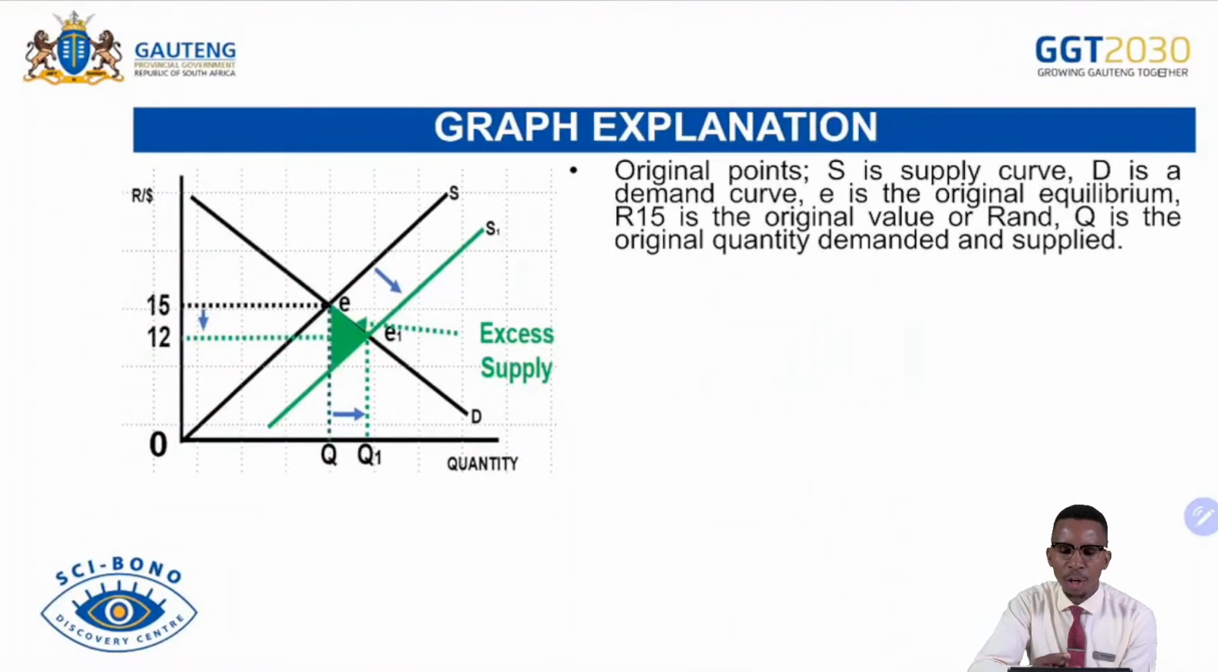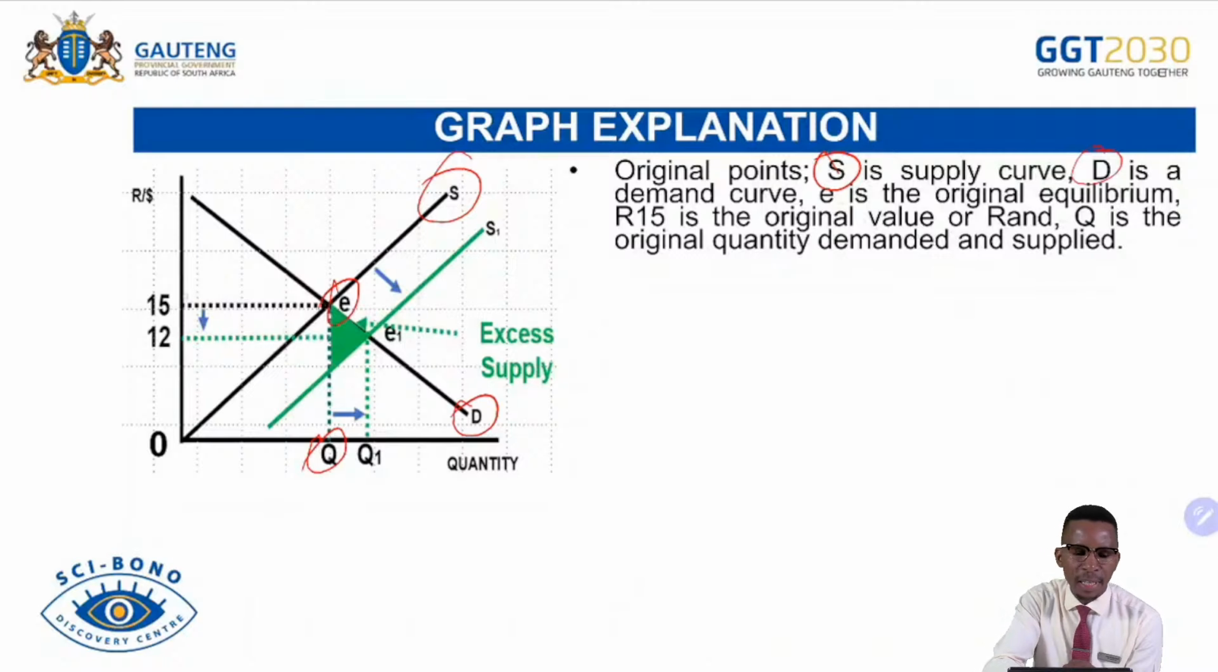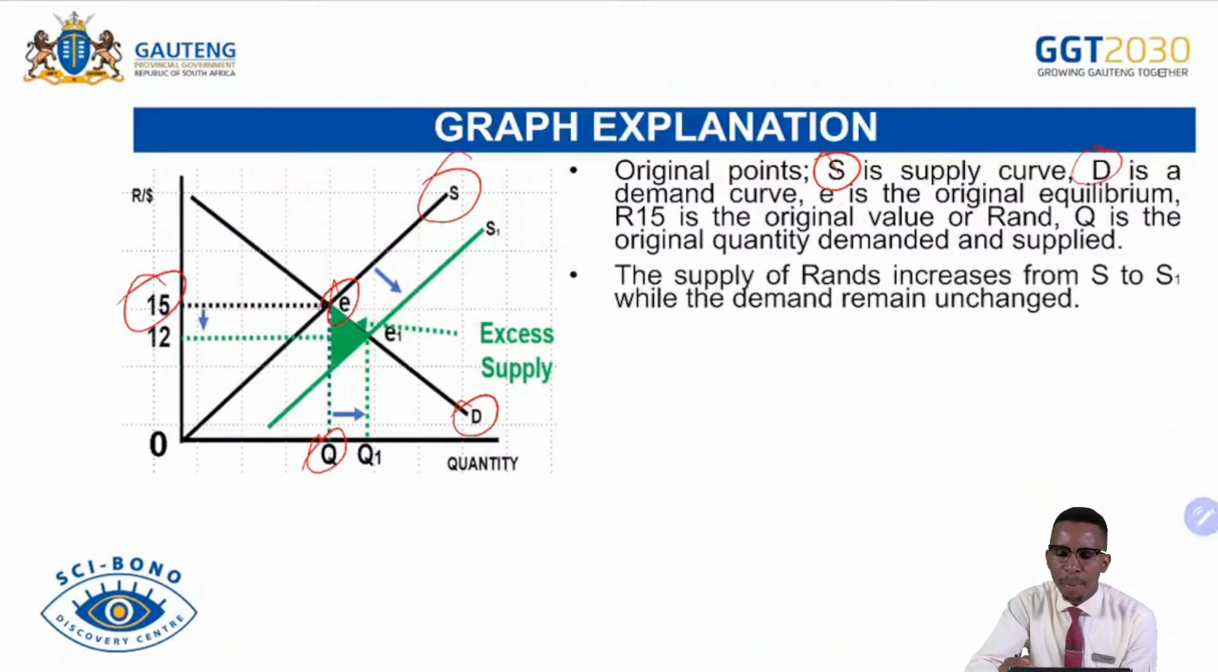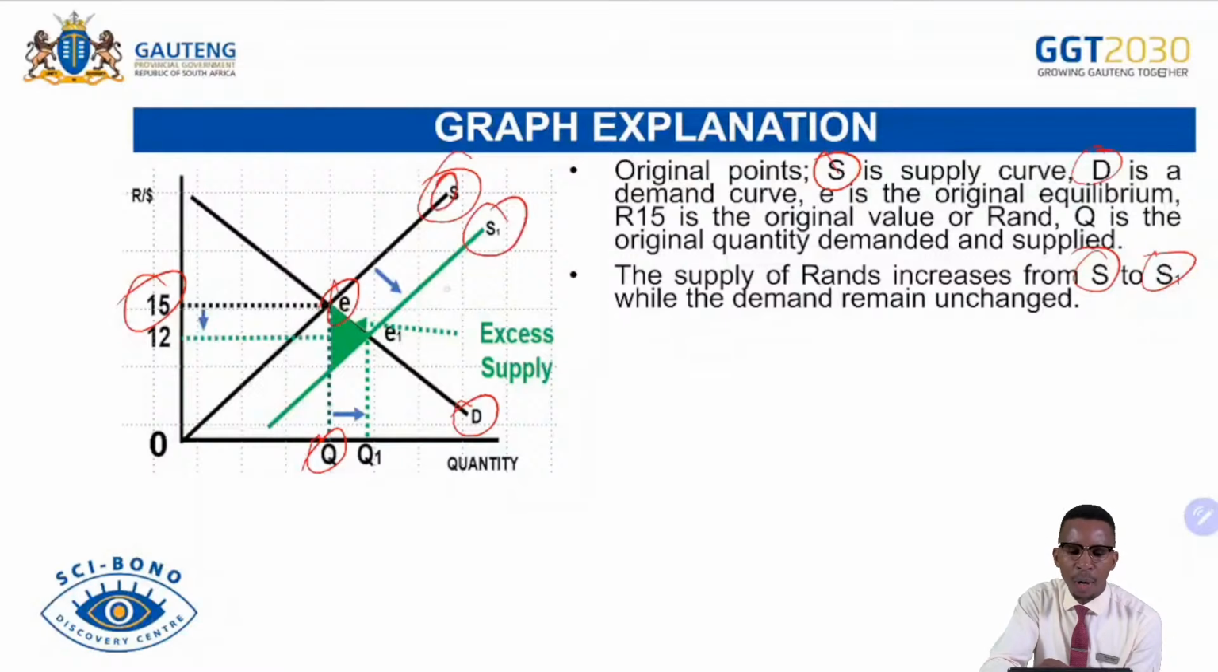So the same graph comes back. S is the original supply curve, and D is the original demand curve. E is the original equilibrium, and we have Q, which is the original quantity supplied and demanded, and then we also have 15 rand to 1 US dollar. The supply of rand increased from S to S1. This indicates the increase of the supply for the rand, while the demand remains unchanged.